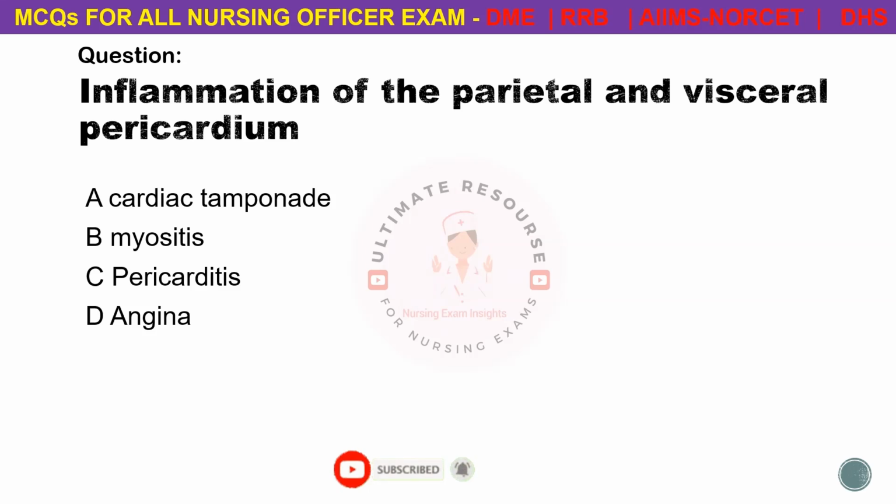Inflammation of the parietal and visceral pericardium. Options are A. Cardiac tamponade, B. Myositis, C. Pericarditis, D. Angina. The answer is C. Pericarditis.